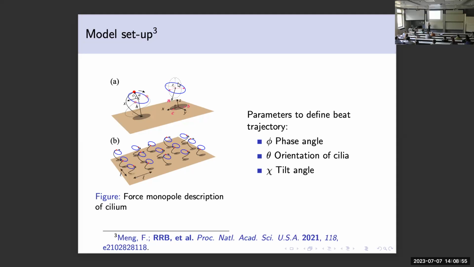If you map back to the cilia problem, that's telling you how far you are through the beat cycle. So phi is how far you are through the beat cycle. So we're looking for a metachronal wave in phi. That's the important parameter. Theta and chi are just how you orient these trajectories on your lattice. So you put all these cilia on a lattice. Theta tells you the direction it's pointing in. Chi gives you some tilt. But phi is the thing that we're looking for a wave in.